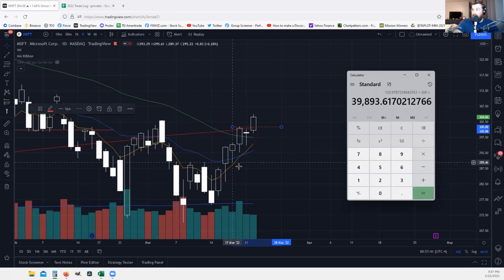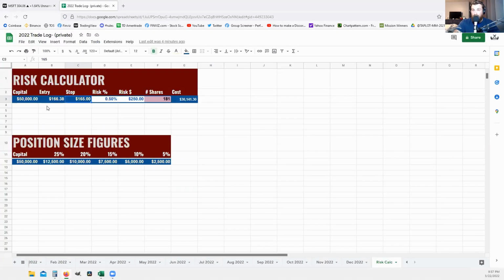If you have any questions, please let me know. I do have this risk calculator, and what you do is you just go in, entry, stop, and then it does it for you, and you know exactly how many shares to purchase. So if this is something you're interested in, I can make this public. If not, just hit me up on Twitter. And they do have free calculators on Google. If you don't want to do all this math, that's fine. But this is how I do it. I do it very simple.